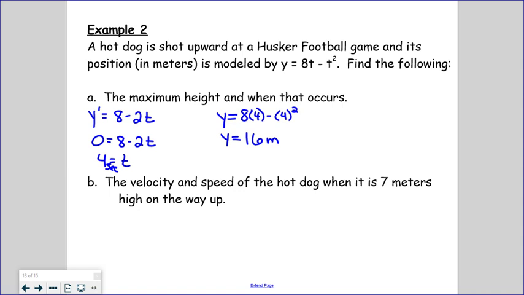Second part, the velocity and speed of the hot dog when it is 7 meters high on the way up. To figure out when that happens, remember this hot dog is being shot up into the air. It reaches a height of 16 meters, and we want to know when it is 7 meters high on the way up. I need to know when that happens. Well, in order to know when that happens, we need to find out that from our position function. When is our position equal to 7 meters? So I would set my position function equal to 7 meters.